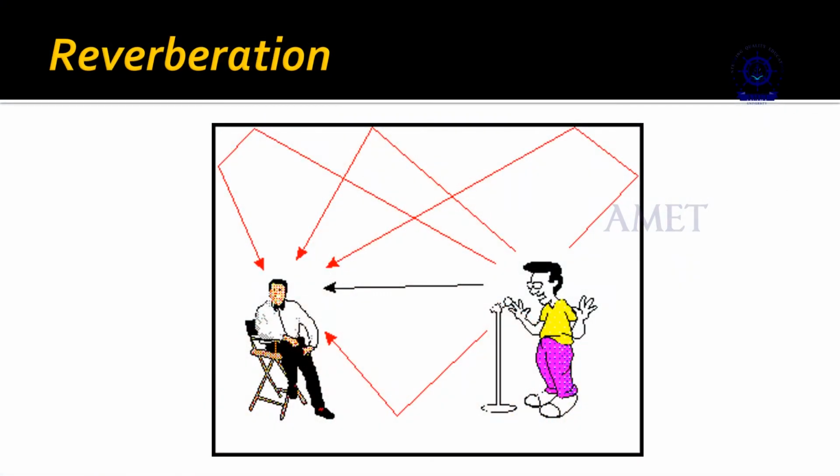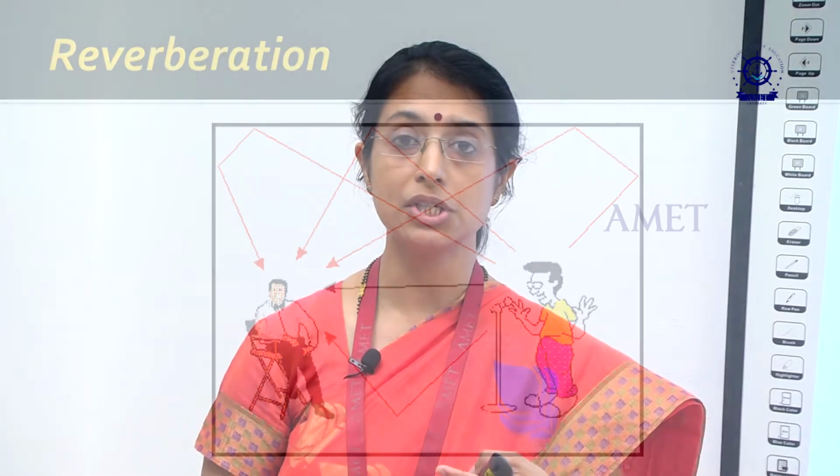The next one is reverberation. It is also a process of sound reflection, but here the reflection happens multiple times. Reverberation happens everywhere. Every time you speak, the sound waves emanated from you are reflected from all the obstacles that are surrounding you, and they undergo multiple such reflections, and this process is called reverberation.